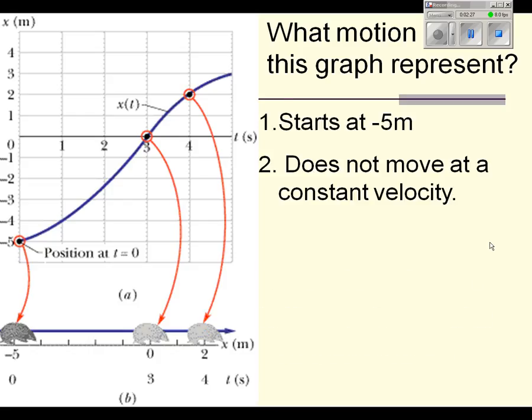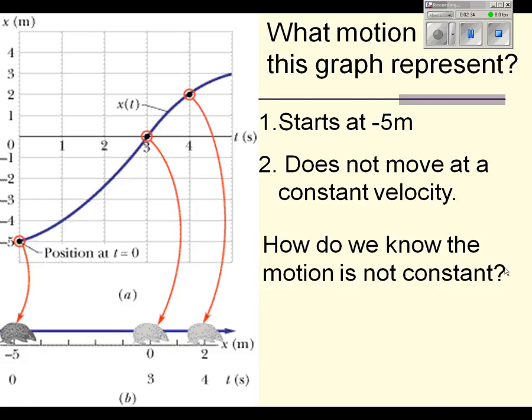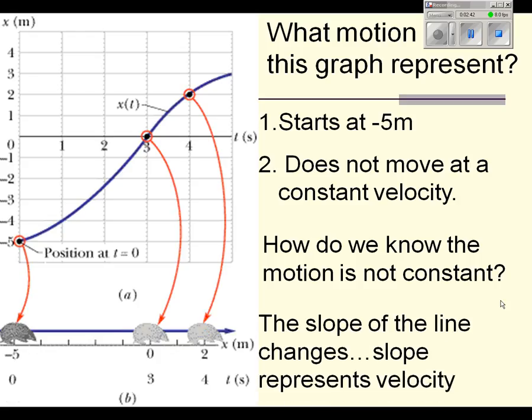The answer is that it starts at -5 meters, and it does not move at a constant velocity. Now, how do we know that the motion is not constant? So pause the video and answer that question. We know because the slope of the line changes. Slope represents velocity. This is a curved line, so the slope is always changing. Therefore, the velocity is always changing.